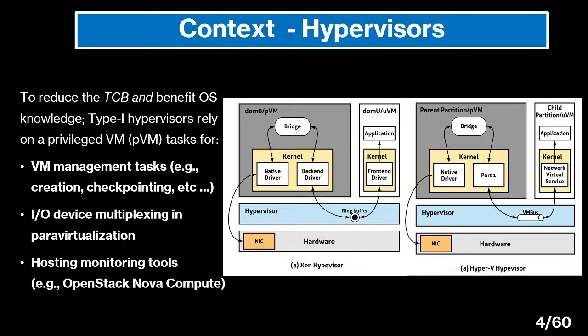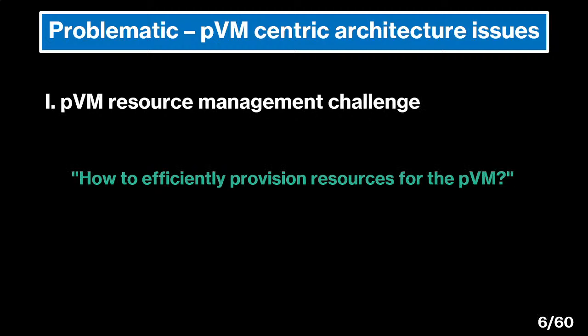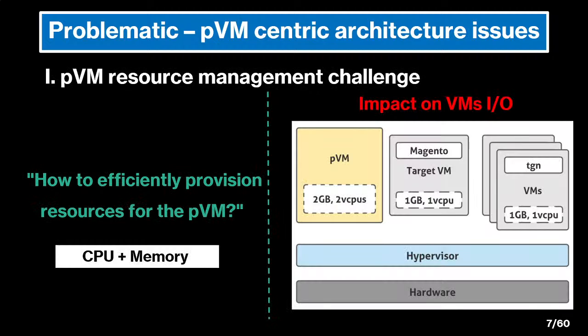So this architecture based on the privileged virtual machine has several advantages, but when using it, you are faced with two main challenges. These challenges are the resource management of the privileged virtual machine and the fault tolerance of the latter component. For the resource management, the question boils down to how to efficiently provision resources for the privileged virtual machine. And this question has several subparts. The first one is the provisioning in terms of CPU and memory.